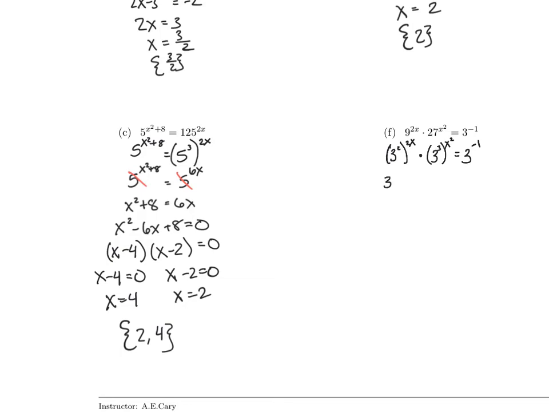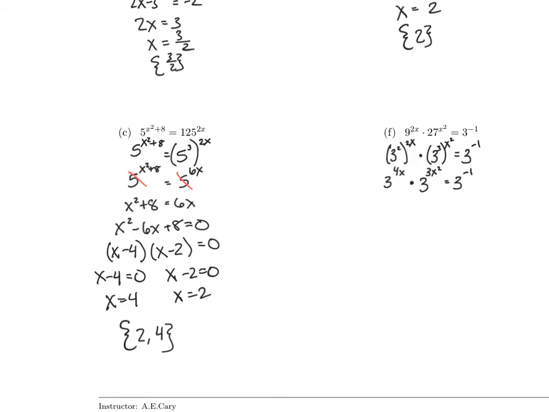So this is going to be 3 to the 4x times 3 to the 3x squared, which is equal to 3 to the negative 1. So I know that all of my bases are the same now, but I still cannot cancel them out yet. First, I have to deal with this. I have to use my exponent rules and add these two together. Remember, this is the product rule.